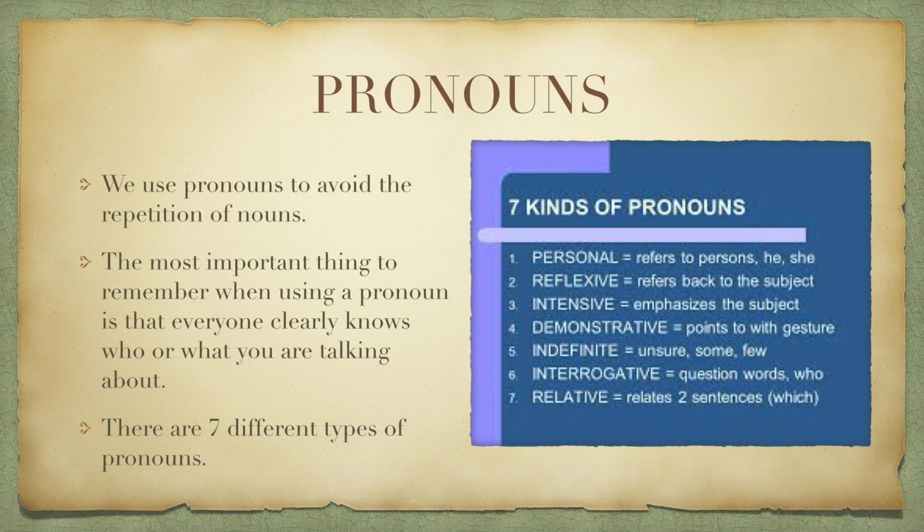The next topic we are going to talk about is a pronoun. These are the words we use in the place of a noun. We use pronouns to prevent the repetition of our nouns and to avoid making sentences sound awkward. The most important thing about pronouns is to make sure that everyone clearly knows who or what you are talking about. There are 7 different types of pronouns.